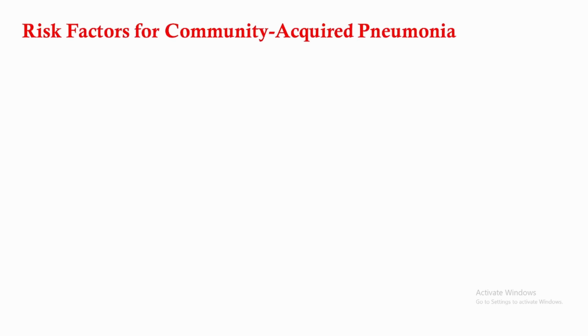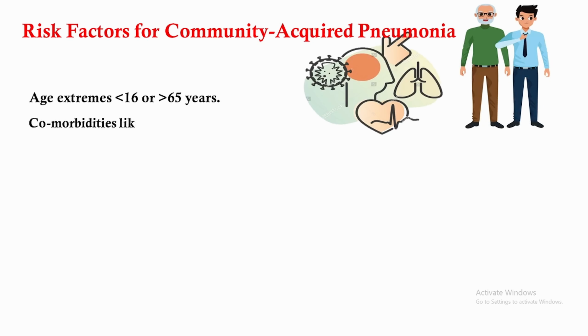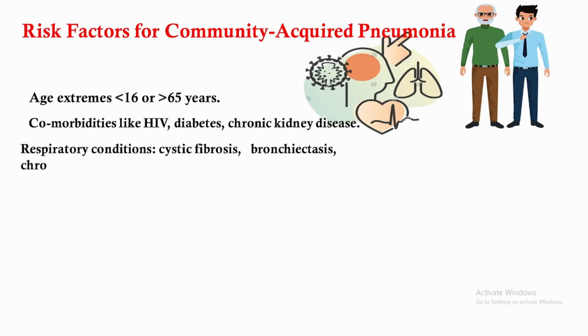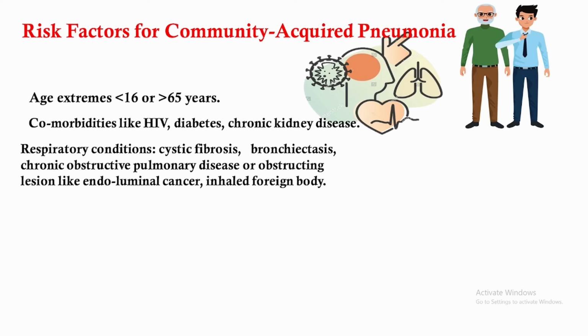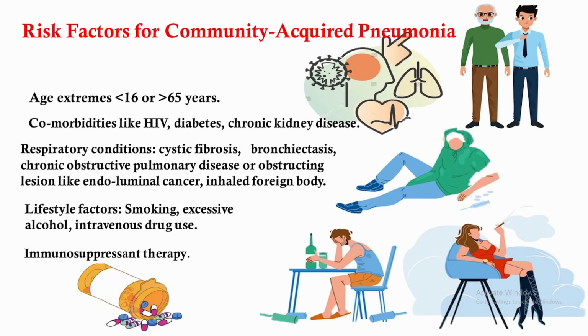Let's see the risk factors which lead to community-acquired pneumonia. Age below 16 or above 65 years. Comorbidities like HIV infection, diabetes mellitus, chronic kidney disease, malnutrition, and recent viral respiratory infection. Other respiratory conditions like cystic fibrosis, bronchiectasis, chronic obstructive pulmonary disease, or obstructing lesions like endoluminal cancer and inhaled foreign body. Lifestyle factors like cigarette smoking, excess alcohol, and intravenous drug use. Iatrogenic immune suppressant therapy, including prolonged corticosteroids, are the common identified risk factors.